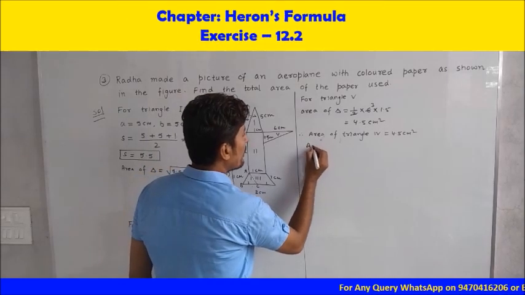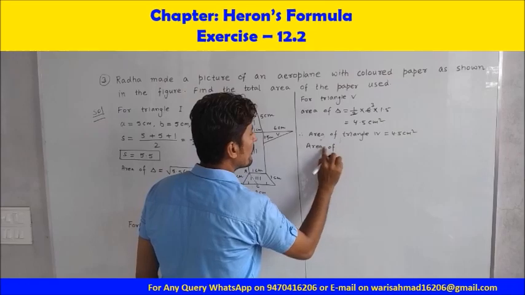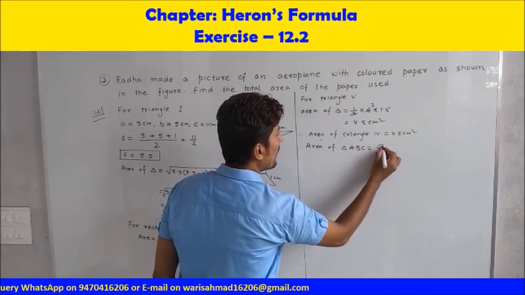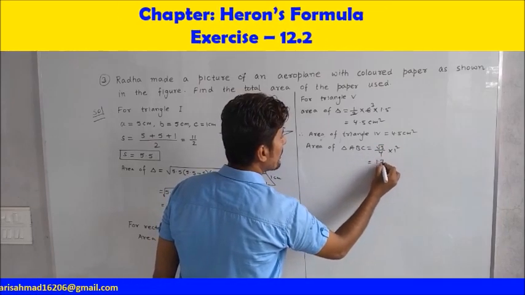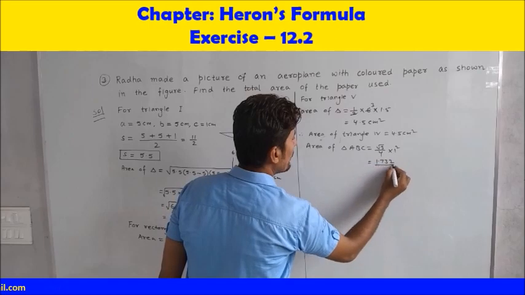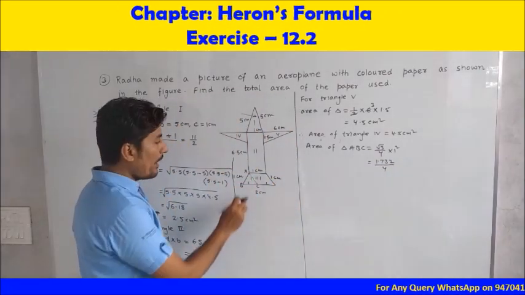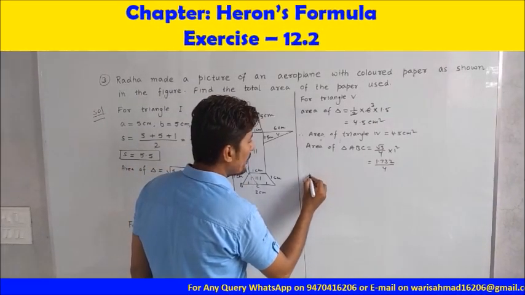Area of triangle ABC is equal to root 3 upon 4 into side square, or we can say 1.732 divided by 4. This is the area of this triangle. After getting the area, now we can find the height. Let us see. Again, we have to use the formula.